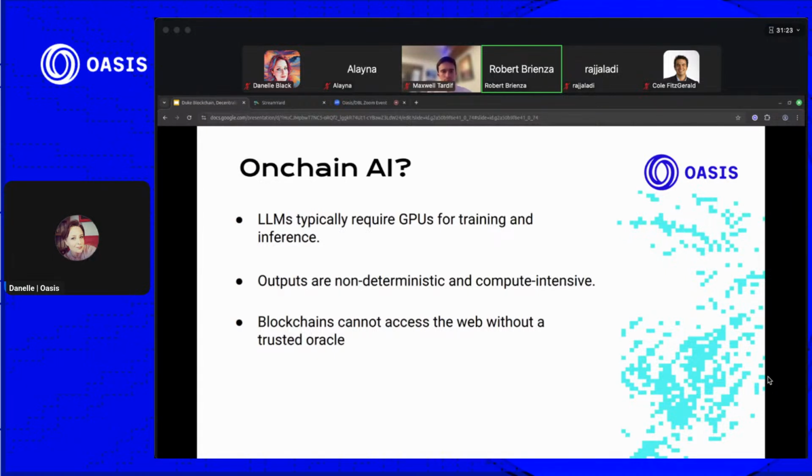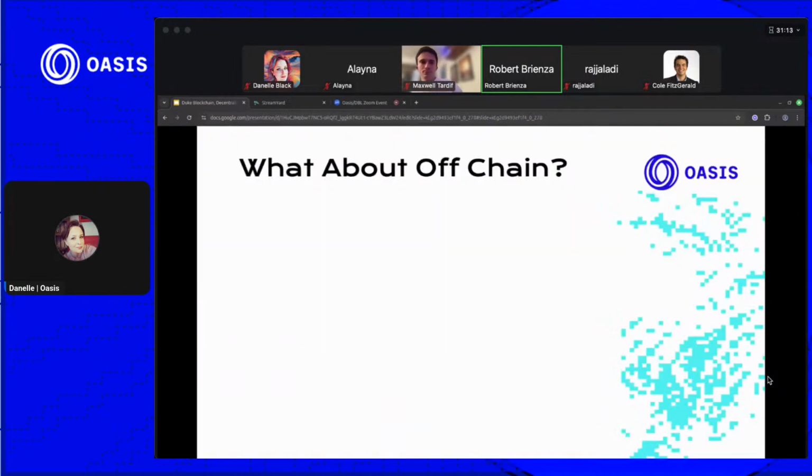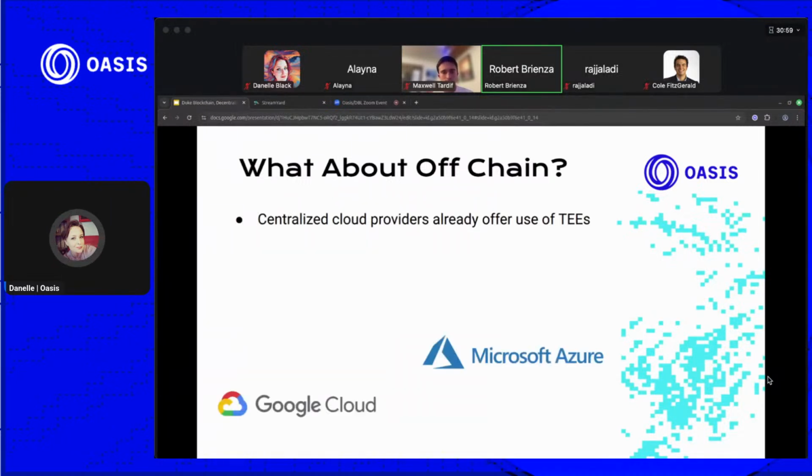And so yeah, you might say, okay, let's pump the brakes a bit and see if there's maybe something else we can do. So what if we just combine privacy with AI first and not worry about the blockchain part? And we just run everything off-chain for the time being. Well, you can definitely do that. There are centralized cloud providers, and they offer the use of TEEs. So, this is feasible. You have Google Cloud, you have Microsoft Azure. So, okay, we can do this today, cool.